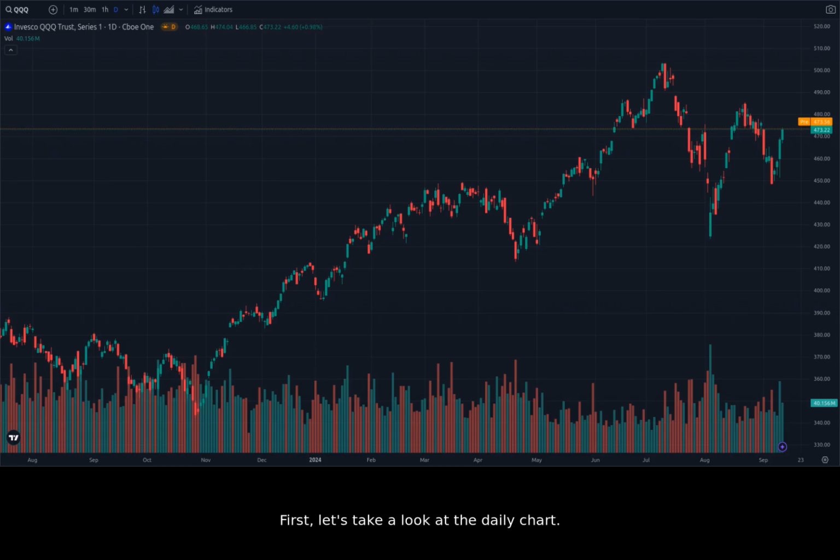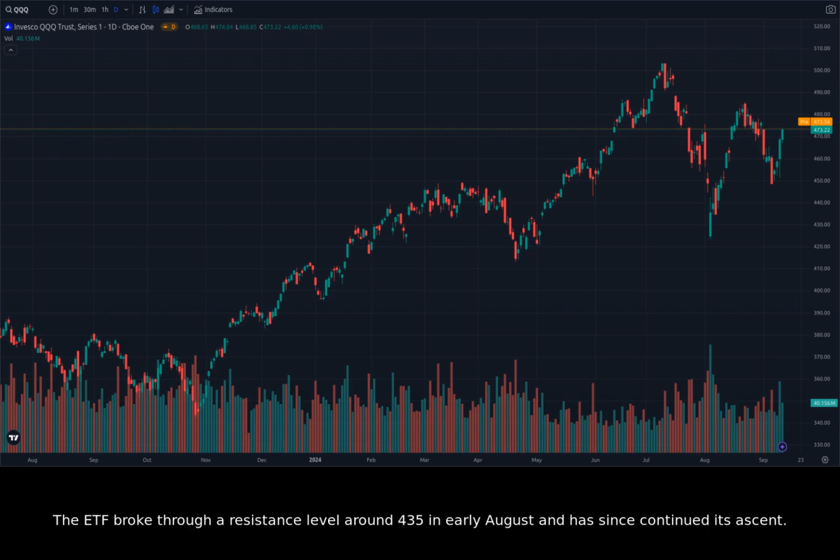First, let's take a look at the daily chart. We can see that QQQ has been on a strong uptrend in recent weeks. The ETF broke through a resistance level around 435 in early August and has since continued its ascent. It's now approaching another resistance level around 475. This level has acted as resistance in the past, so it could pose a challenge for QQQ in the near term. However, the current bullish momentum could push QQQ through this level. The recent news of cooling inflation and potential Fed rate cuts further reinforces this bullish outlook.